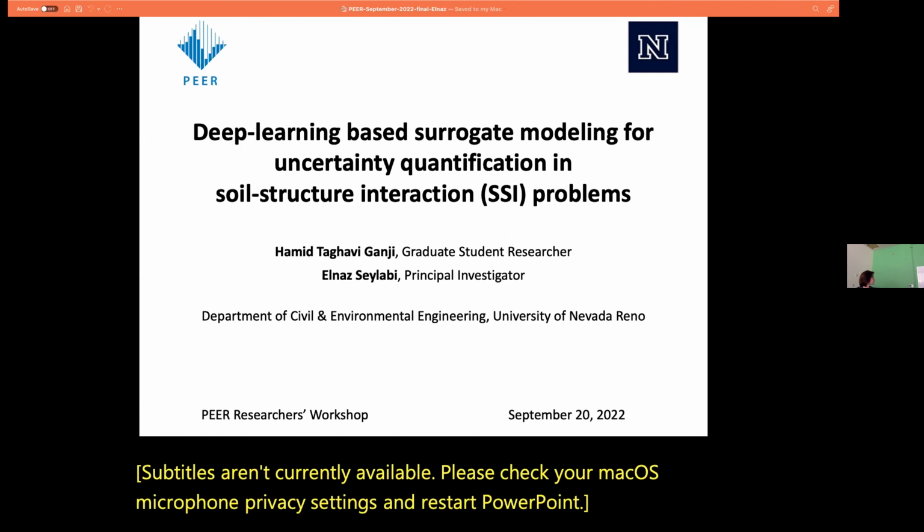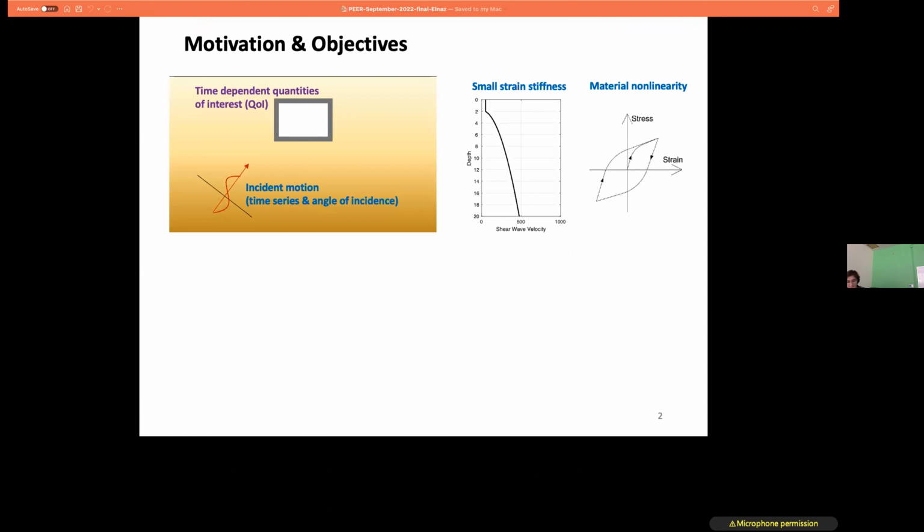So I just want to share with you some of the results we have so far and what our next steps are. So what is the motivation? Here I'm showing a relatively simple soil structure interaction problem. Let's consider a buried structure, and let's say that we are just interested in the transverse behavior of that structure. So it's a plane strain model, not necessarily a 3D one.